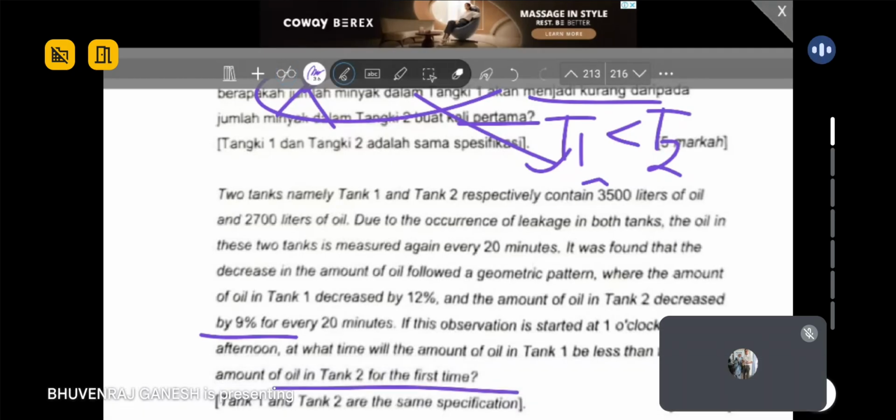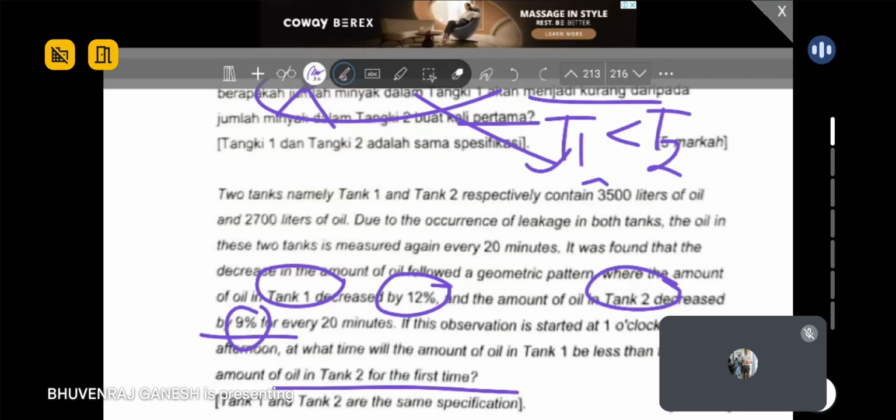Anyone? Reduced by 9%. Berkurang 9%. Macam mana dapat yang ni? Guys, ini dua tangki berbeza tau. Jangan sambung dari tadi. Don't start from just now. Tank 2. Yang tadi tank 1. Boleh nampak ke? Yang ni.